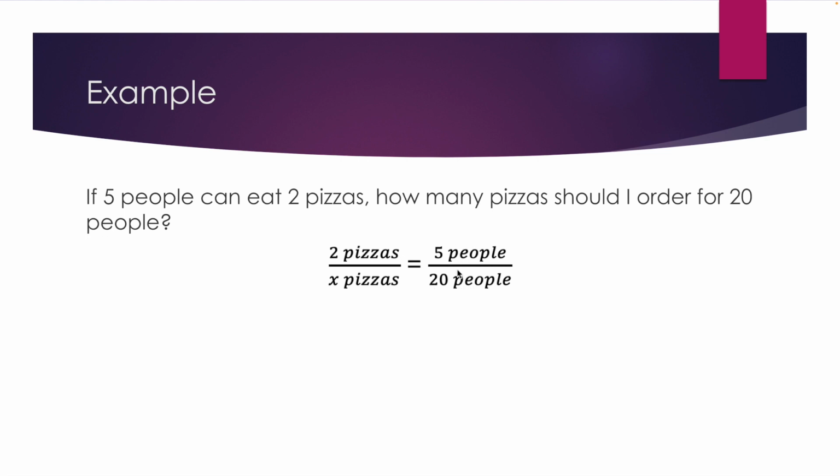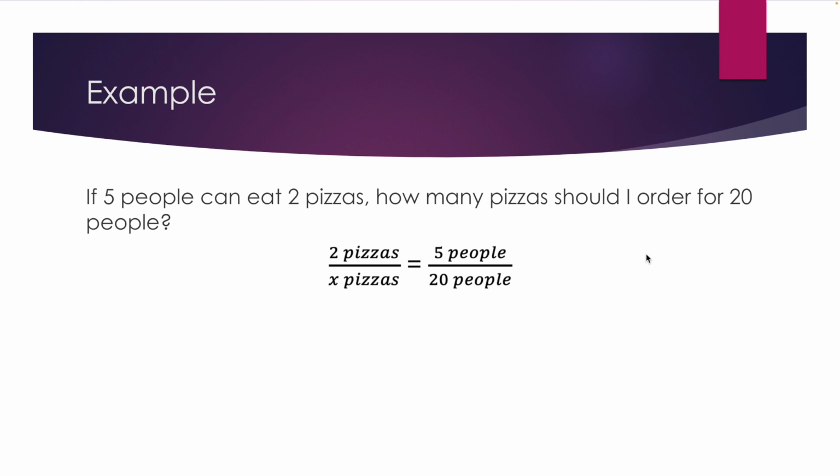So I have people on one side of my equation and pizzas on the other. And instead of writing it as our ratios with a colon, I'm going to write 2 pizzas equals 5 people, and then underneath x pizzas equals 20 people. Okay, so I've written them in fraction form. So 2 pizzas, 5 people, how many pizzas? 20 people.